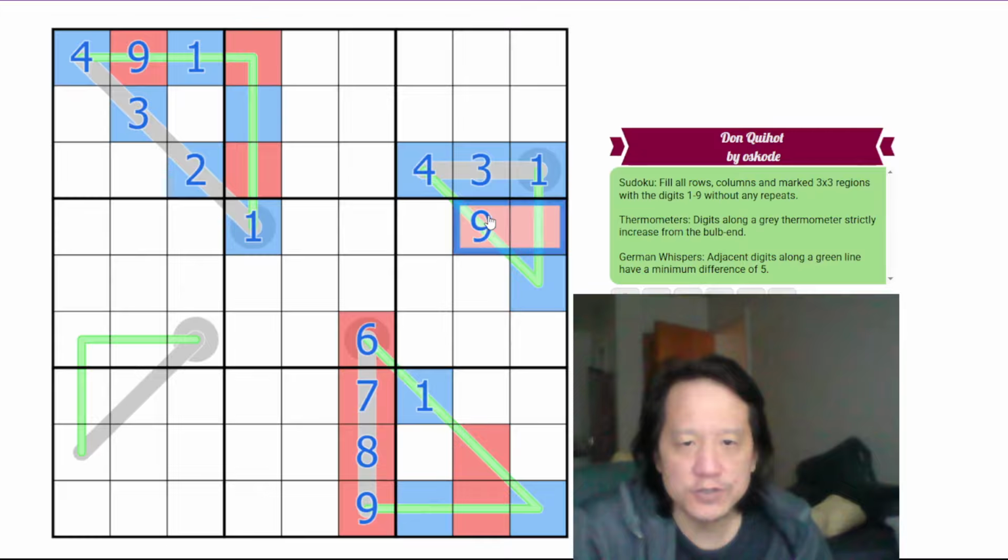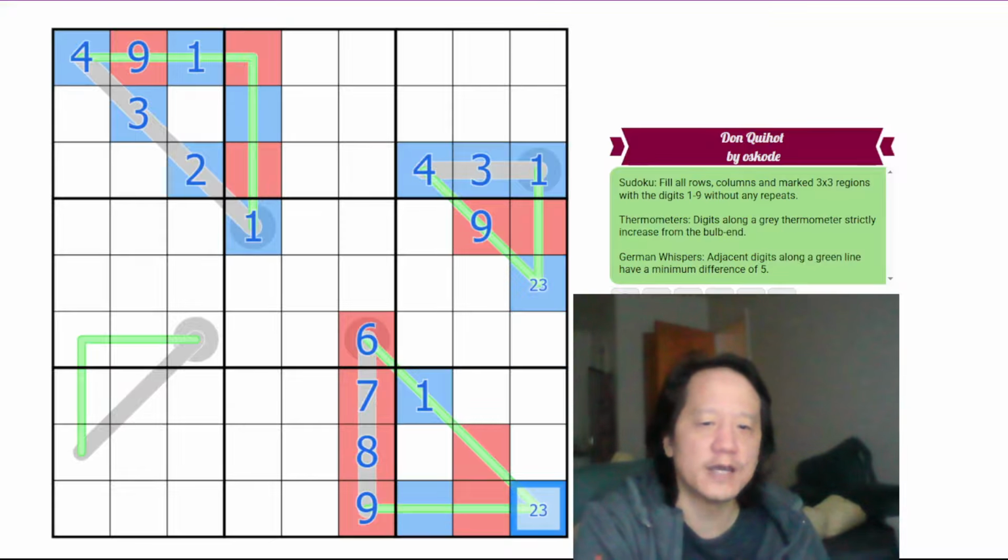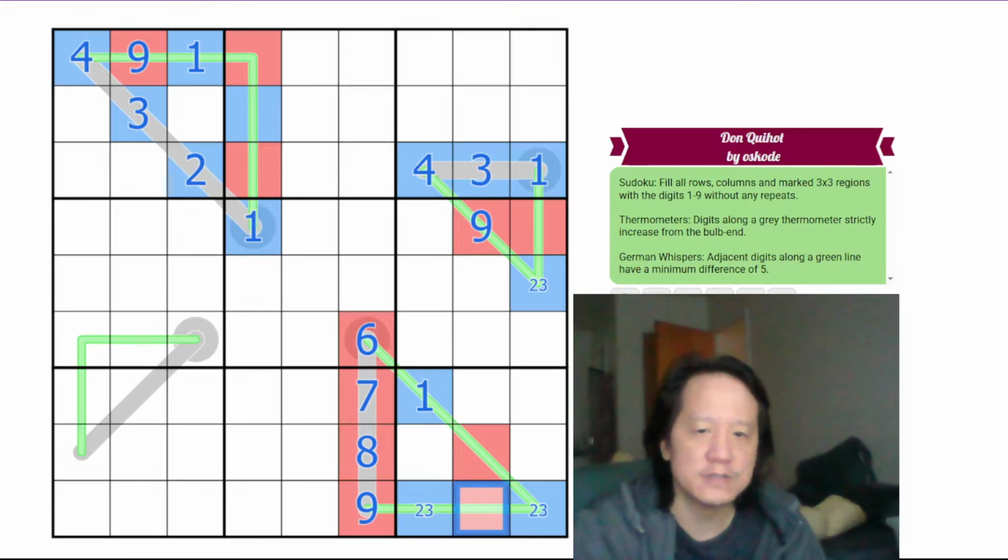This is next to 2 unique digits on a whisper 5 line. These two are next to 2 unique digits on a whisper 5 line. They can only be 2 and 3. They cannot be 4. And they can't be 1 because of the 1 in the column here, the 1 in the box here. This is next to both 2 and 3, and it cannot be 9. So this has to be 8.